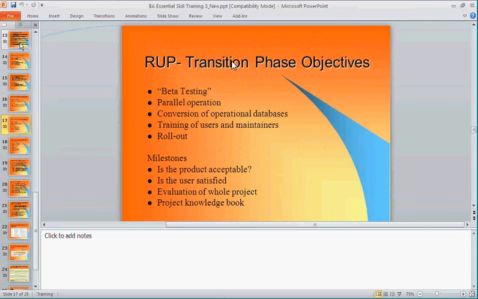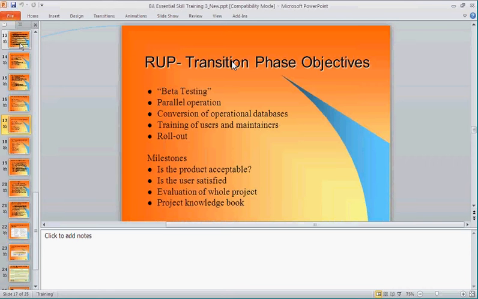If everything goes well, then you enter the transition phase. Here you are doing your final round of beta testing, which is UAT. Now, we may also be doing conversions, trainings, rollout. All of these things are happening. It will happen in multiple iterations, right?